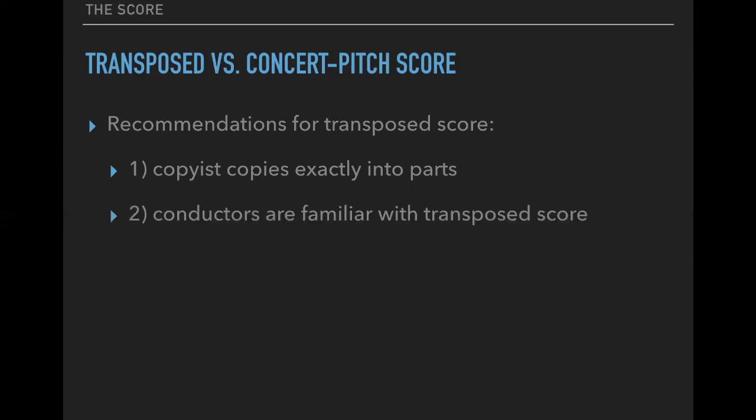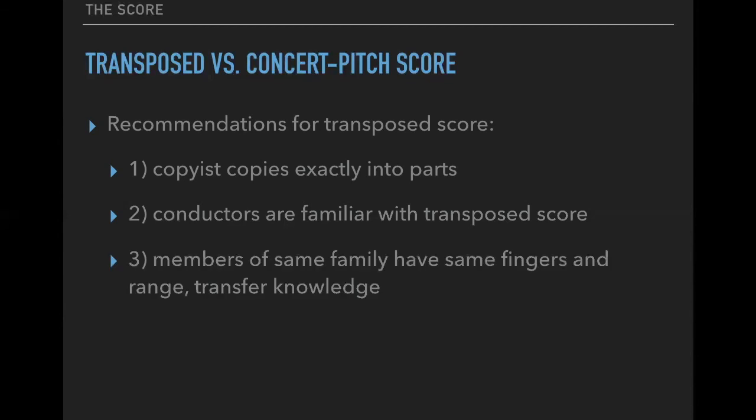Imagine if I had to transpose, right? It would be a little bit more difficult. Conductors are familiar with a transposed score. This is really true. They're trained to see a transposed score, and if you give them a score in C, it is rather confusing. However, let's say you have a 12-tone piece of music and you're studying it in theory class, well, that might be a good argument for a score in C.